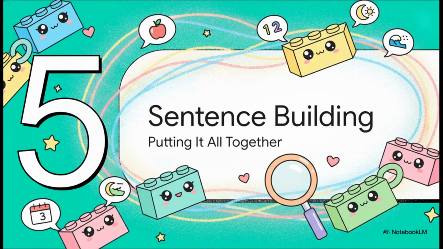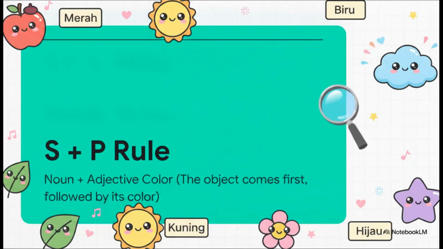And finally, Section 5. Sentence building practice. Putting it all together. This right here is where the magic happens. This is where we finally snap all of those isolated vocabulary Lego bricks we just learned together into complete, meaningful thoughts. The grammar rule to make a descriptive sentence is wonderfully simple, and again, practically identical to Vietnamese sentence structure.